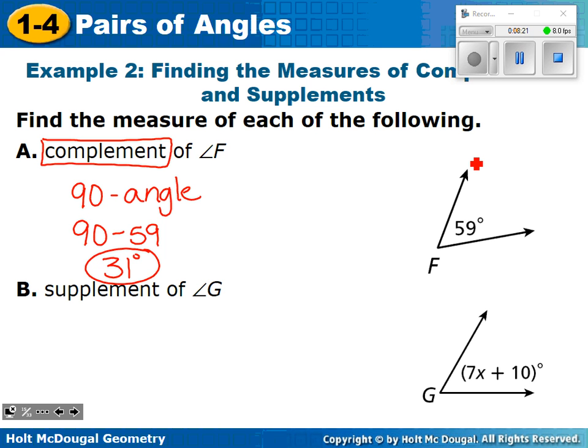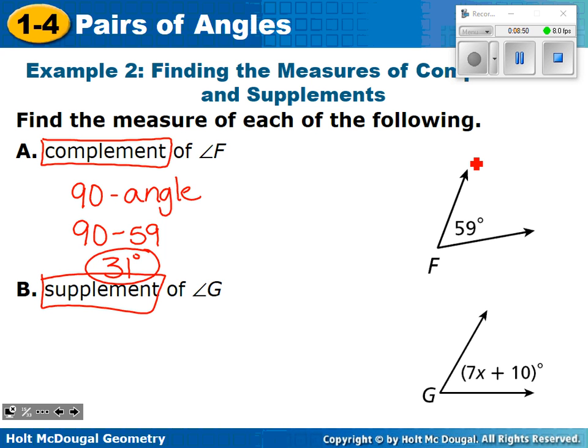Okay, Part B. What do you notice is different on Part B? Okay, there's an X. There's an expression for the angle. So my first piece of information is when you see a problem like this, if there's an expression for your angle and they're asking you for the supplement of the angle, you're probably going to end up with an expression for your answer, meaning you're still going to have a variable in your answer. So don't think that means you have to solve for X.